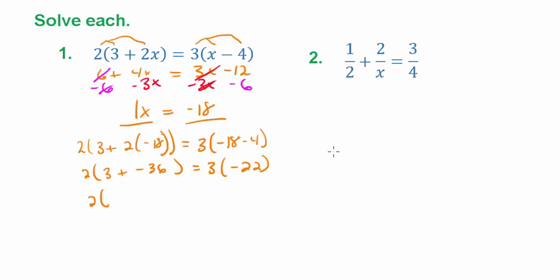2 times negative 33 is equal to negative 66. And we know 2 times negative 33 is negative 66. So this does, in fact, check.